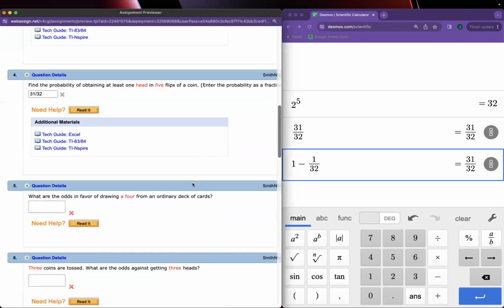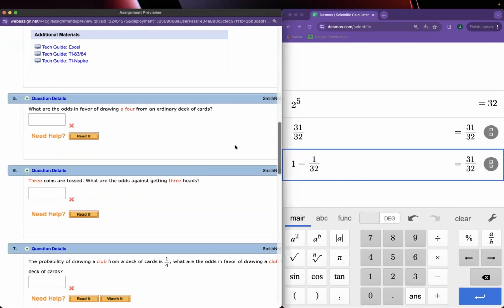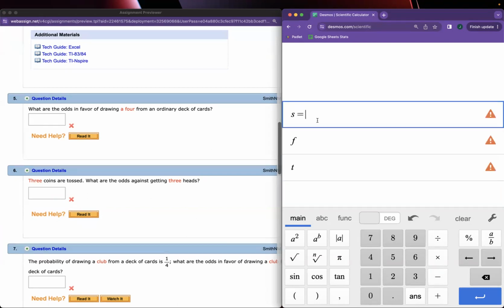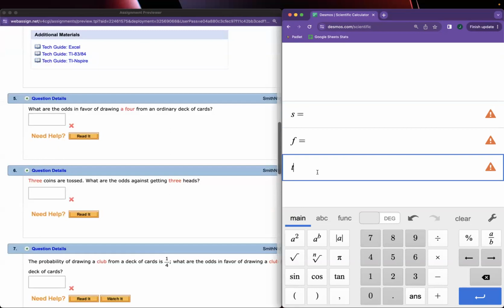Okay, number 5. What are the odds in favor of drawing a 4 from an ordinary deck? So remember, whenever we say odds, we want to do 3 things. We want to figure out what's the S, what's the F, and what's the T. S stands for successes or wins. F stands for failures or losses, and T stands for total games played or total number of outcomes. So let's look at it again. Odds in favor of drawing a 4.